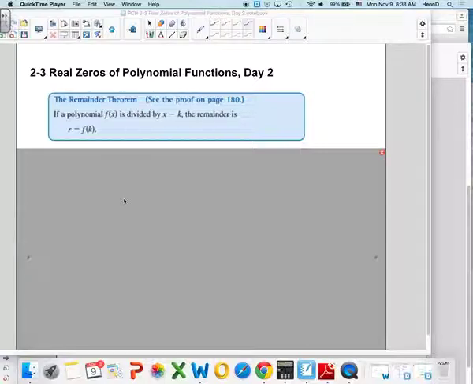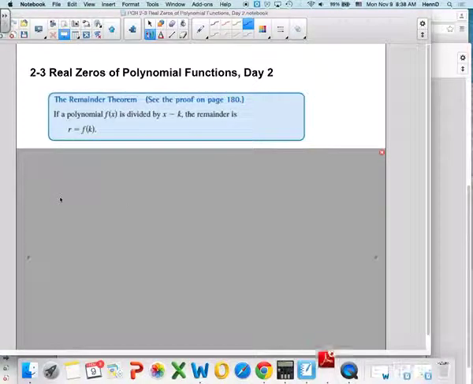Now, we can use this theorem that way. However, the more common use for this would also be if you do the synthetic division, whatever you get for that remainder is the function evaluated for k. Okay? So, it has a dual purpose. You could check to make sure you got the right remainder by evaluating the function at k, or you could figure out what f of k should equal by doing the synthetic division and getting that remainder.